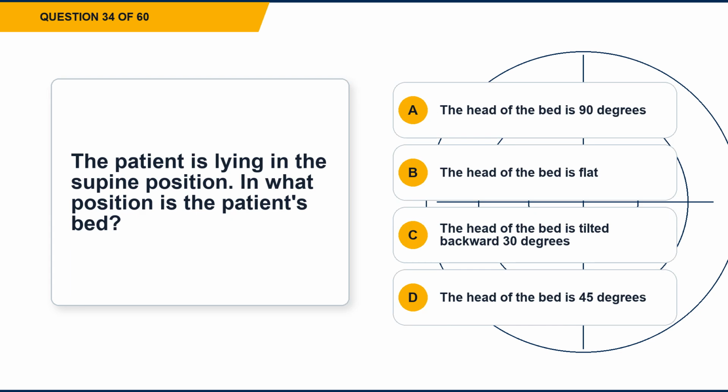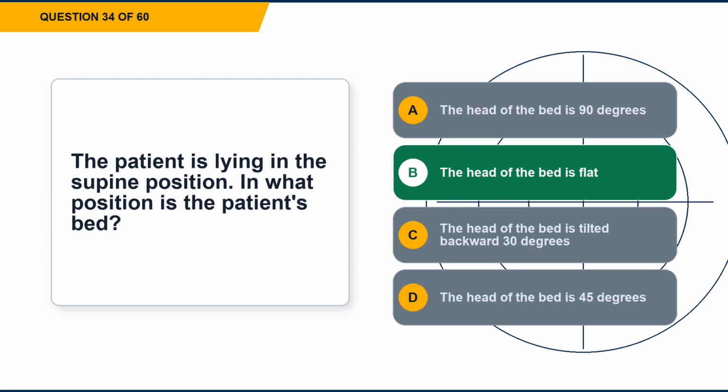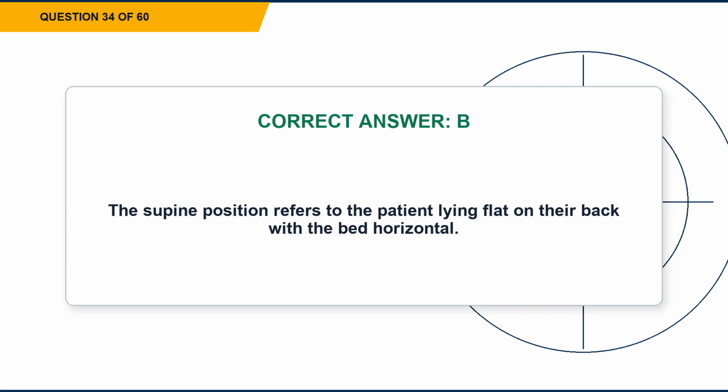Question 34. The patient is lying in the supine position. In what position is the patient's bed? Option A, the head of the bed is 90 degrees. Option B, the head of the bed is flat. Option C, the head of the bed is tilted backward 30 degrees. Option D, the head of the bed is 45 degrees. The correct answer is option B, the head of the bed is flat. Explanation. The supine position refers to the patient lying flat on their back with the bed horizontal.